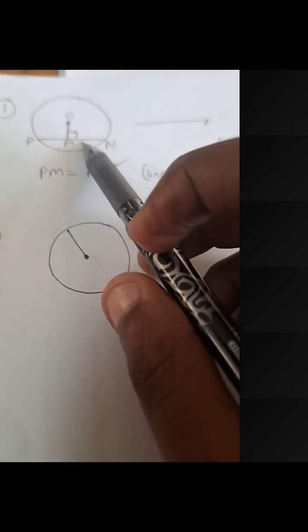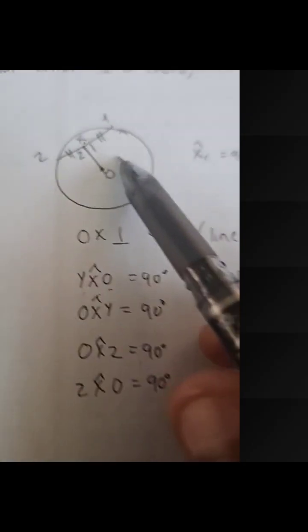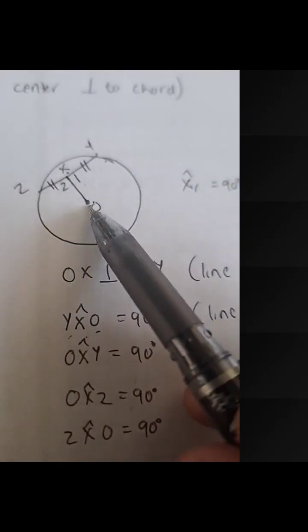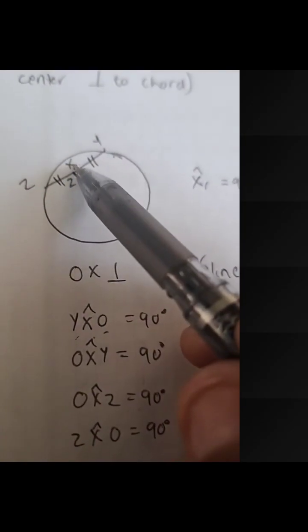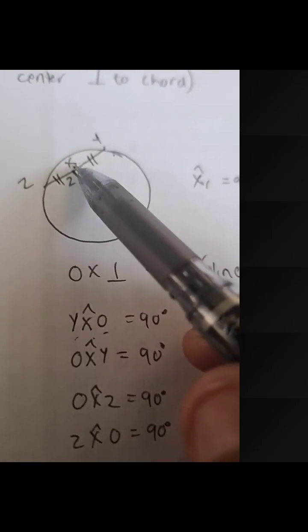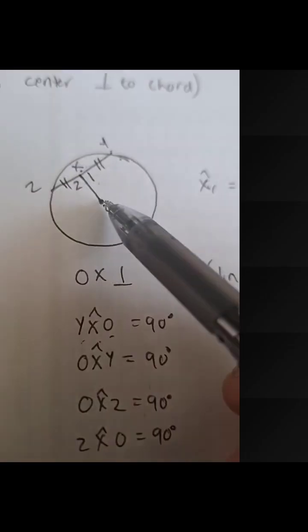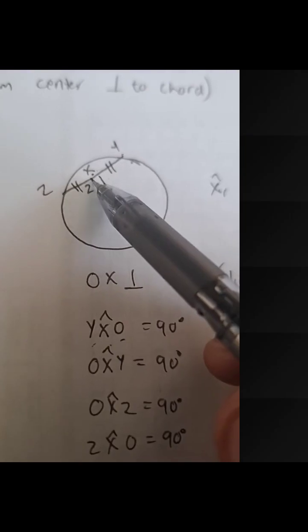Then that's one of the theorems. The other theorem says a line from the center to the midpoint of the chord.